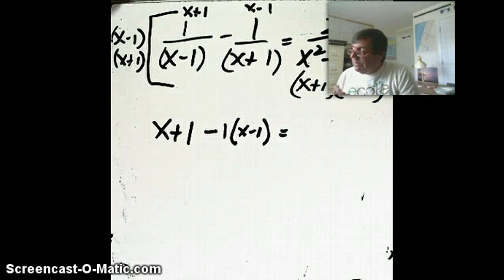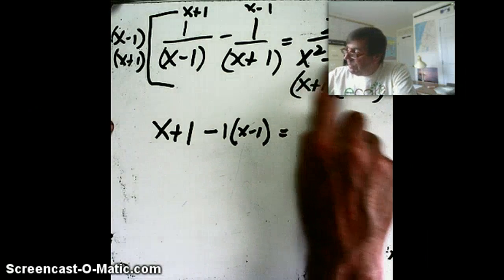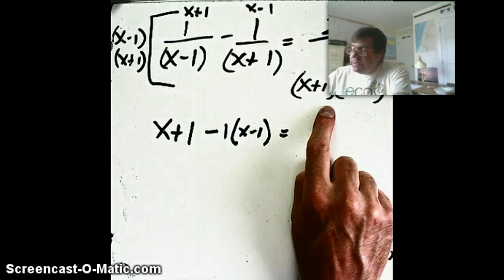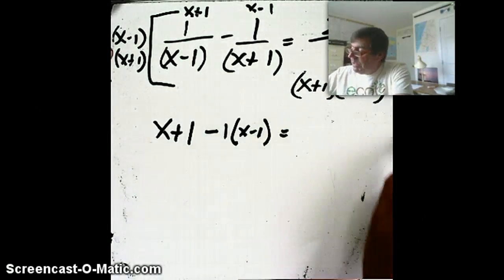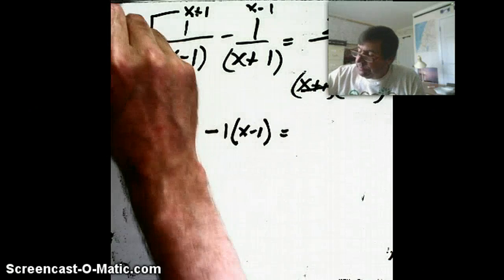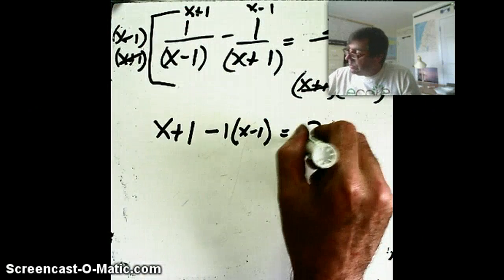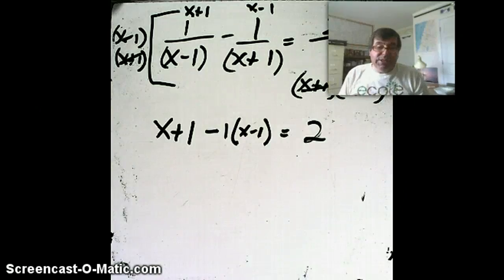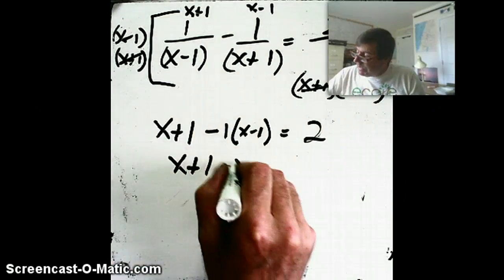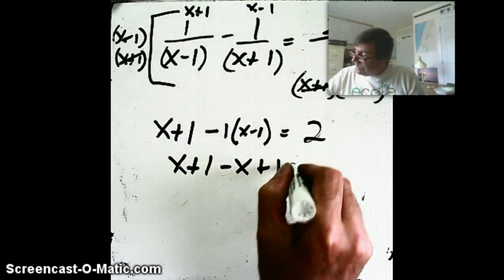Now I'm going to put my minus 1 times x minus 1 equals, now obviously I rewrote this as that, so I'm just crossing that out. These two denominators times those two factors, they all play wipeout. Okay, so I'm just left with 2. See how easier that is? Now let's take a moment here and finish that problem. That would be minus x plus 1 is equal to 2.